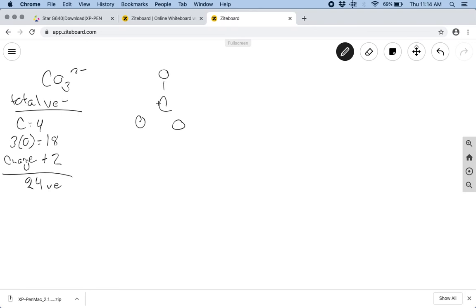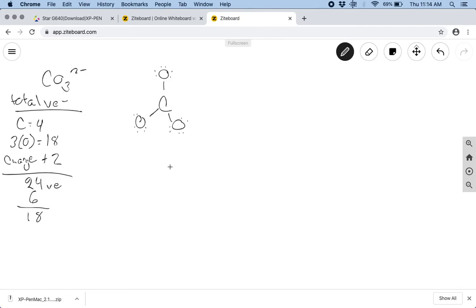So when I do that and I connect everyone together, 2, 4, 6 of my electrons have been eaten up. So I have 18 left to play with. I know I have to go around and make octets on all of my terminal atoms first. So 2, 4, 6, 8, 10, 12, 14, 16, 18. I'm getting ahead of myself.